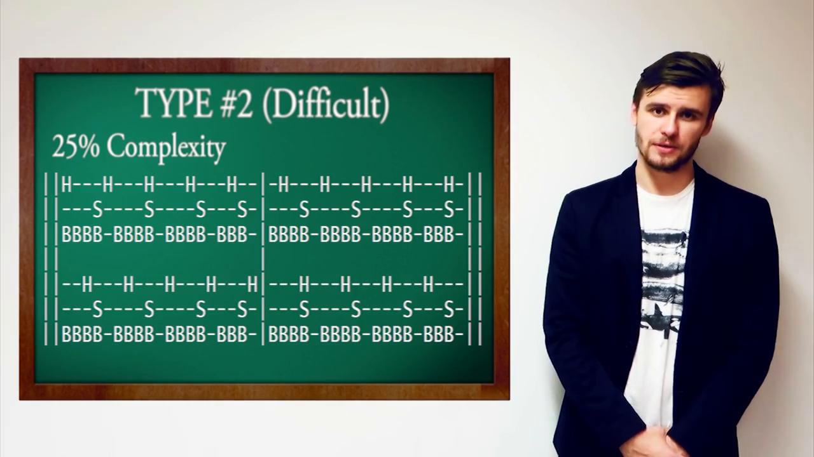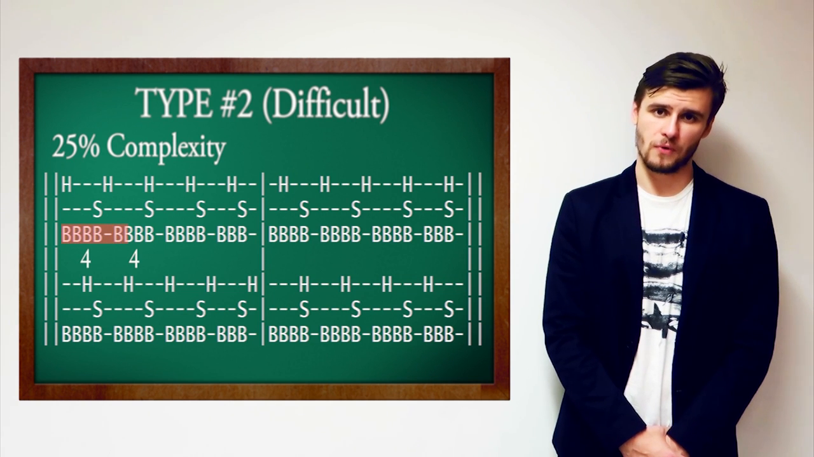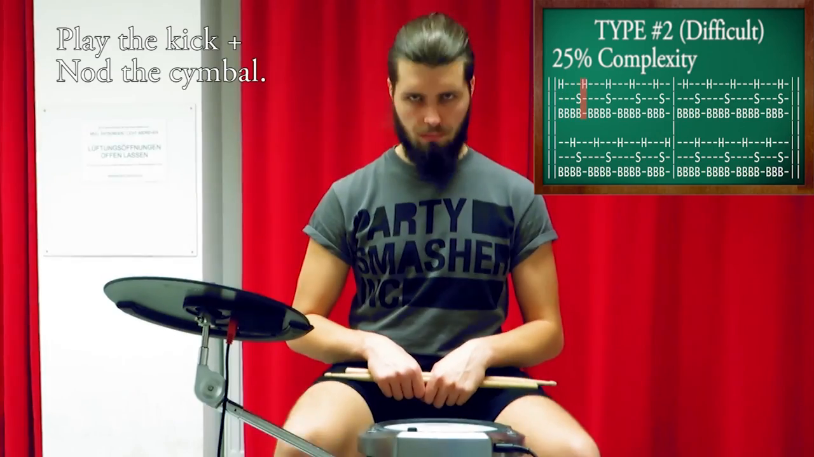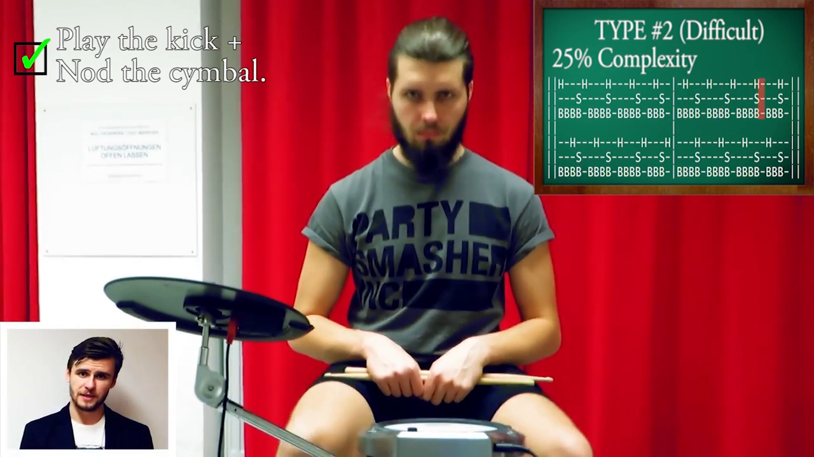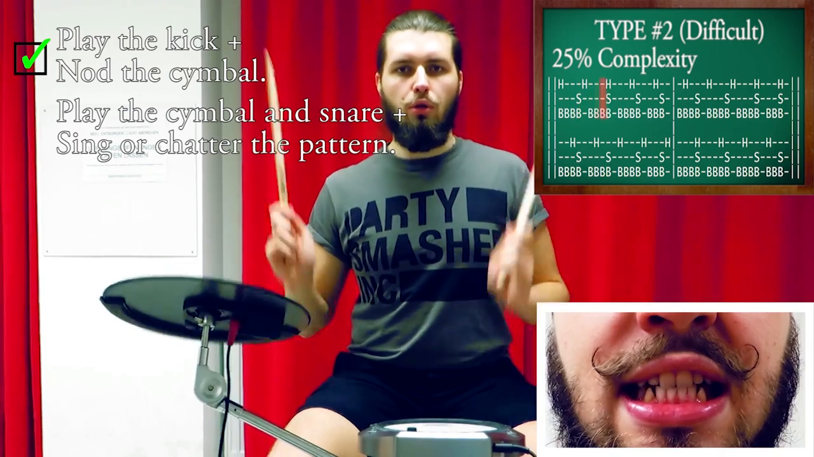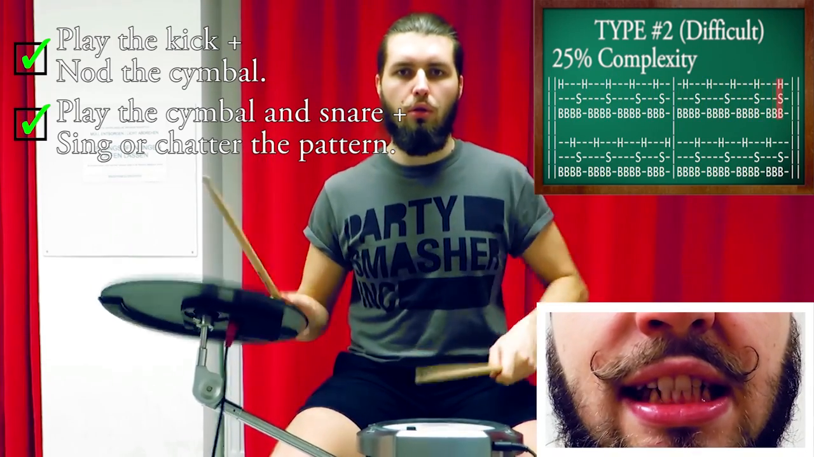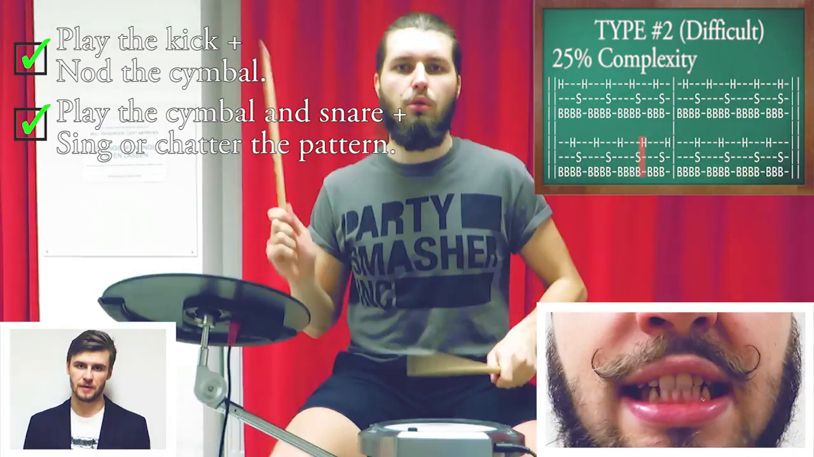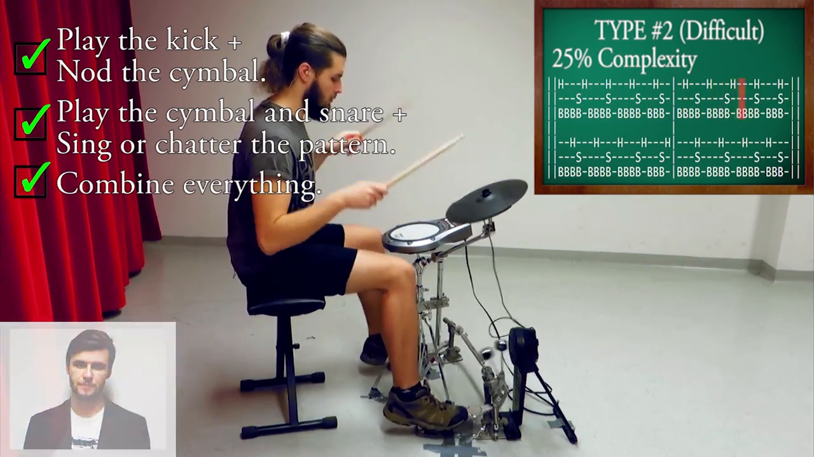In case of longer patterns, you should count parts of a block. In this example, the bass drum hits are 4, 4, 4, 3 in each block. So a simple approach would be to play the kick while nodding the cymbal. After that, play the cymbal with the snare while singing the kick line. And finally combine everything. This may take a while, so just start slowly and be very patient.